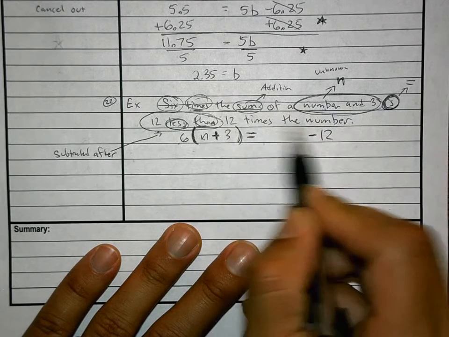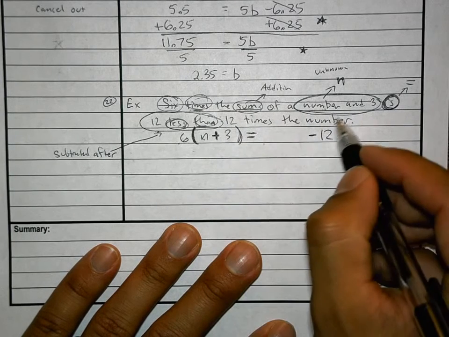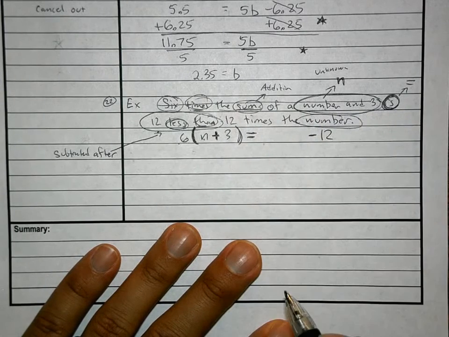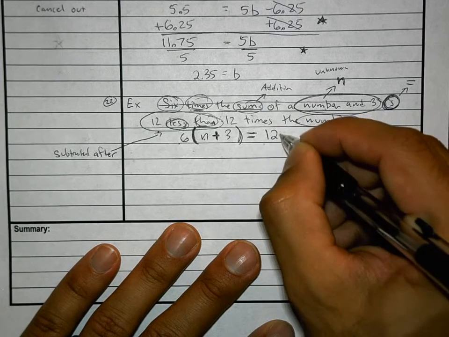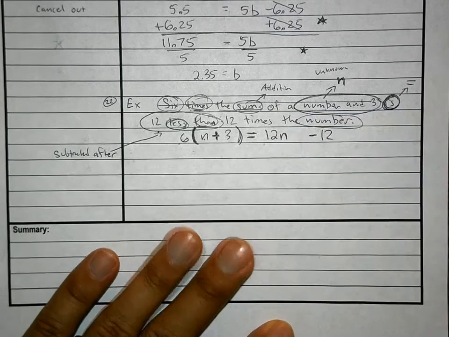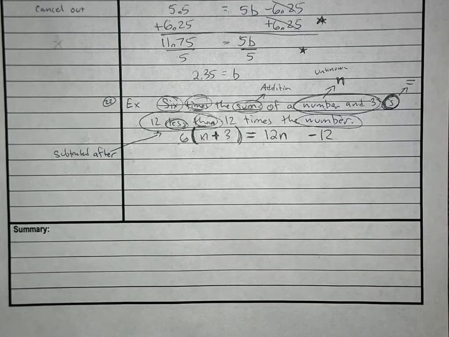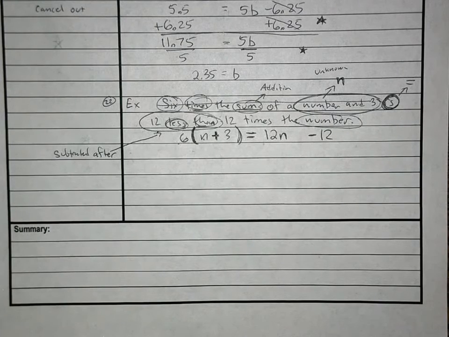12 times, what's the number again? We already wrote that down. So I'm going to write 12 times 12n. And here's my equation. 12n minus 12. And then from here, we start, bam, knocking it out.